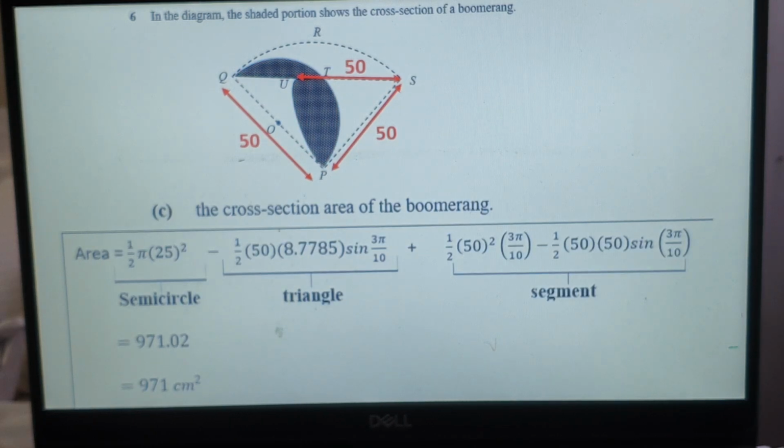Now, if I want you to find the cross section of the boomerang. This question, we are revising everything. Isn't this whole circle half of a circle? So it's half pi r square. And what is this? This one is this part here.